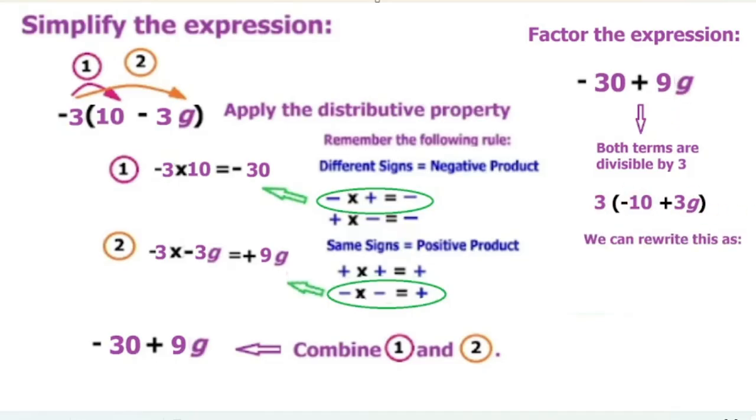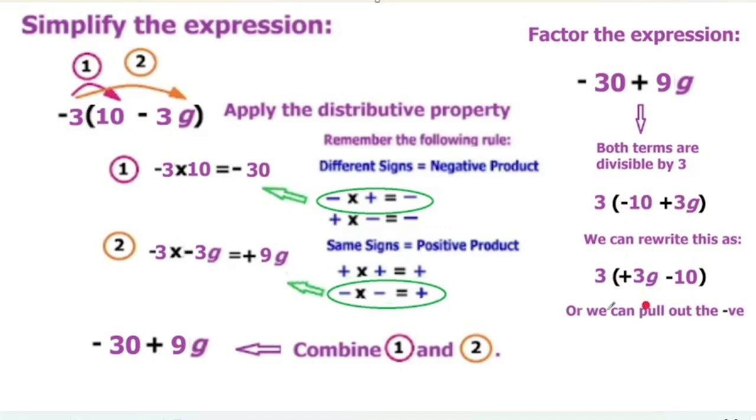So that's what we did. But we can also write this as 3 times bracket 3g minus 10. So we just switch these around. So it doesn't really matter which way you write it. You either can write it like this or like this.